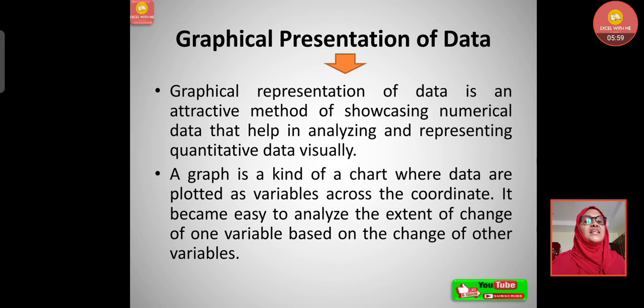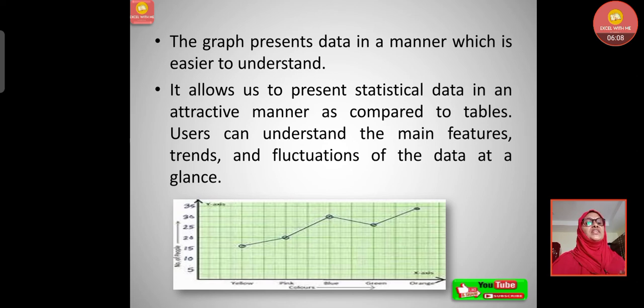It becomes easy to analyze the extent of change of one variable based on the change of the other variables. Now, the graph, you can see the picture here, shows us very easily. The graph presents data in a manner which is easier to understand. It allows us to present statistical data in an attractive manner as compared to tables. Users can understand the main features, trends and fluctuations of the data at a glance.